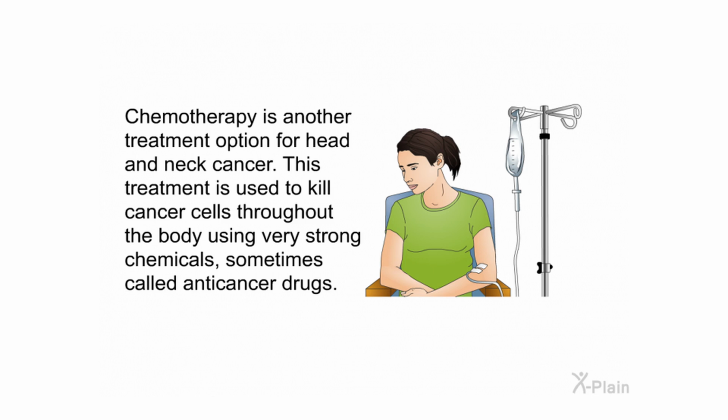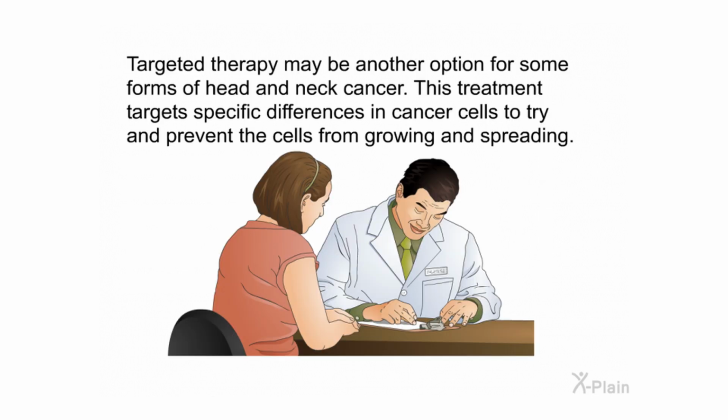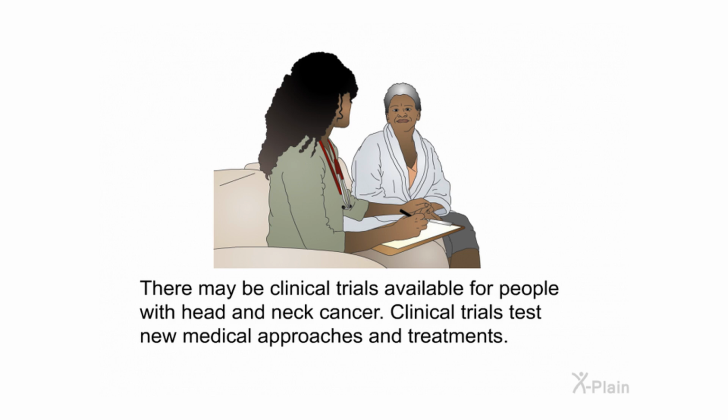Chemotherapy is another treatment option for head and neck cancer. This treatment is used to kill cancer cells throughout the body using very strong chemicals, sometimes called anti-cancer drugs. Targeted therapy may be another option for some forms of head and neck cancer. This treatment targets specific differences in cancer cells to try and prevent the cells from growing and spreading. There may be clinical trials available for people with head and neck cancer. Clinical trials test new medical approaches and treatments.